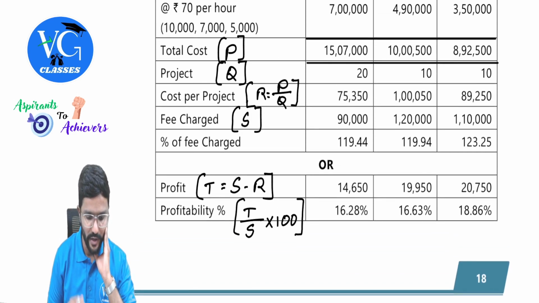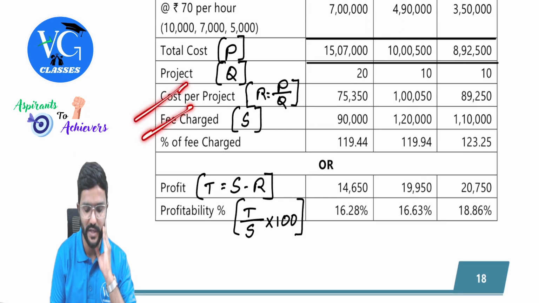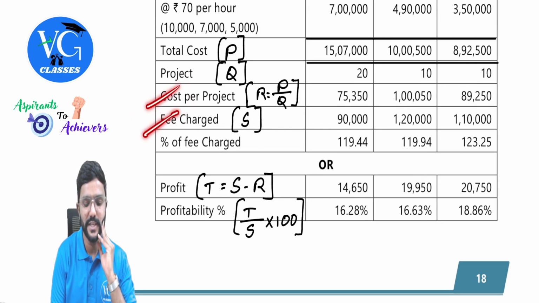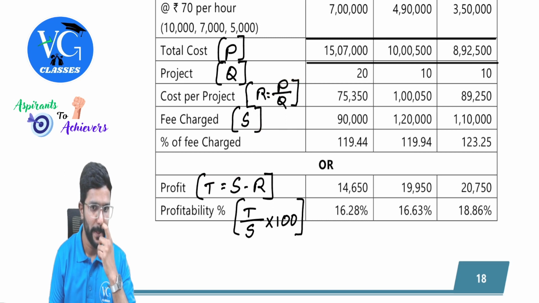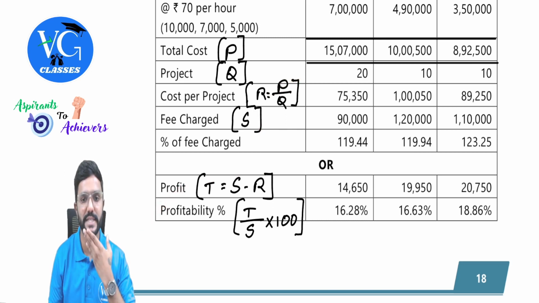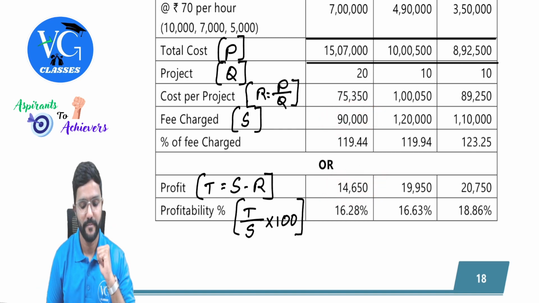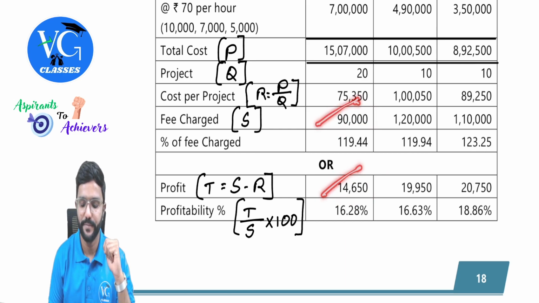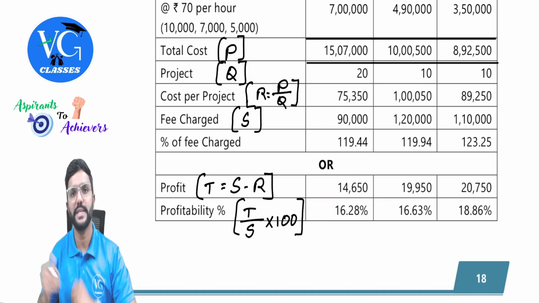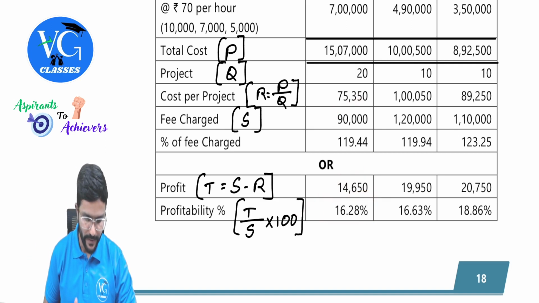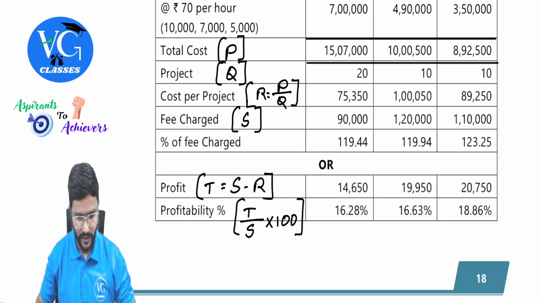So let us calculate profit. How to calculate profit, sir? Fees charged minus cost. So fee per project minus cost will give us profit. So I have written T is equal to S minus R. S is nothing but fees and R is nothing but cost. Okay, sir. Then calculate profitability in percentage, guys. So profit divided by fees into 100. That's all. So I will explain: 14,650 is the profit divided by fees 90,000 into 100. You will get 16.28. Do the same thing for the remaining two. So that is the profitability percentage.